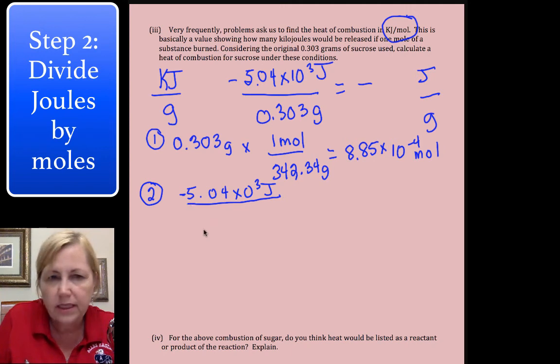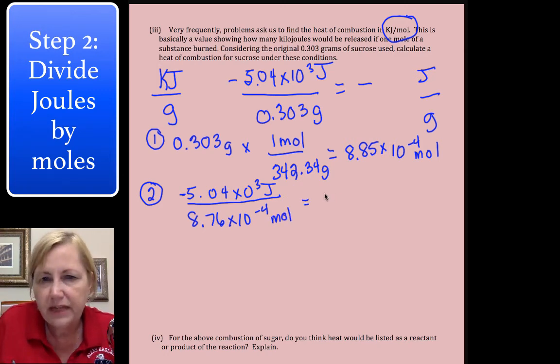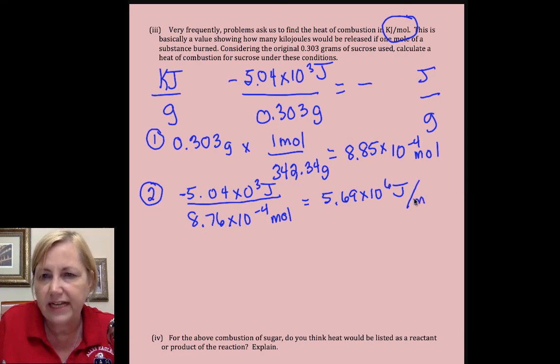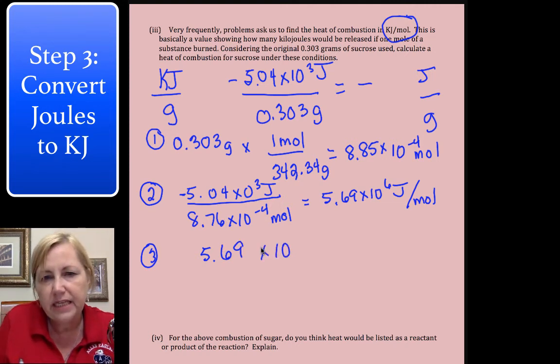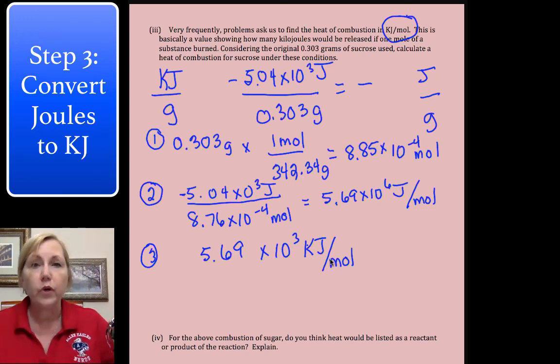So I'm going to get joules per 8.76 times 10 to the minus 4th moles. And that gives me 5.69 times 10 to the 6th joules for every 1 mole once I've divided that out. And now the third step is, you should be very familiar with that. We have to take that, and I'm not even going to do that work because I would really hope you could do that by now. 5.69 times 10 to the third kilojoules for every 1 mole of sugar. And so that's the type of number that you would see reported in books and so forth.